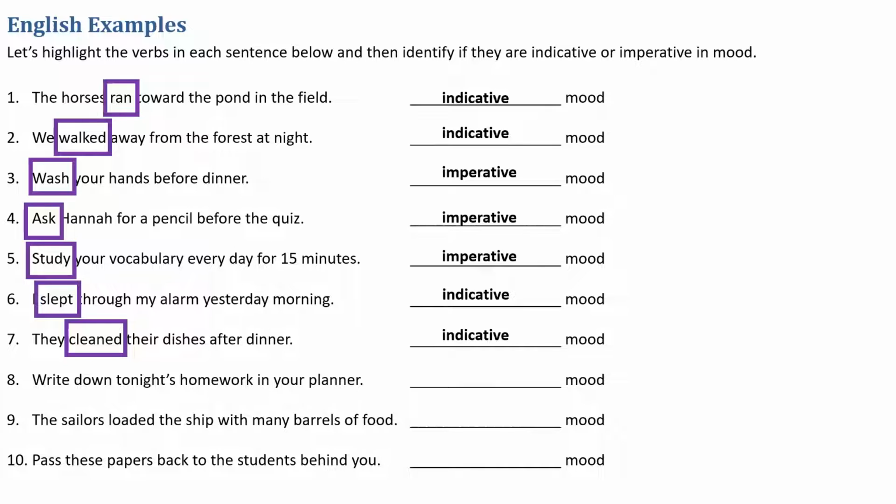Number 8. Write down tonight's homework in your planner. Our verb is write. That's a command. Number 9. The sailors loaded the ship with many barrels of food. Our verb is loaded. That's indicative. And finally, number 10. Pass these papers back to the students behind you. Our verb is pass. That's a command or an order. That's imperative.